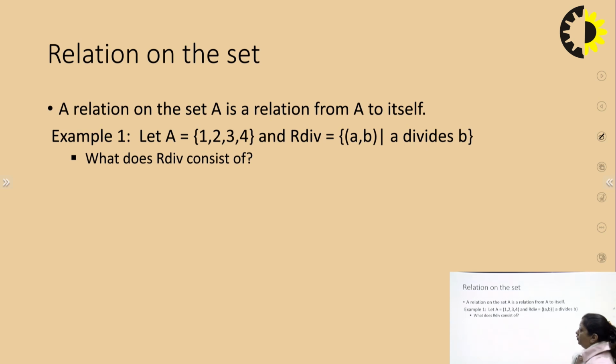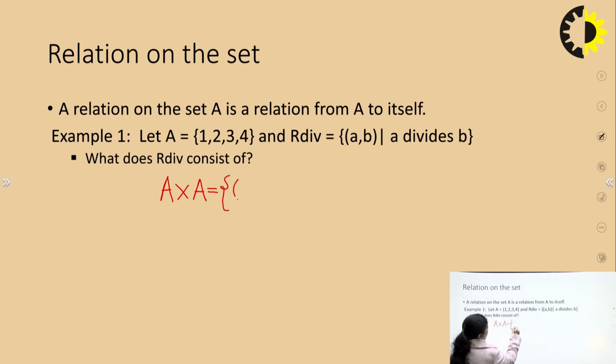So if I want to find out A cross A in this case, it will contain all the mappings of A with A itself, but I can put the elements in my relation only when my first element divides the second element. So first of all, let's write A cross A, that is the Cartesian product. Then we'll find out what we have in relation.